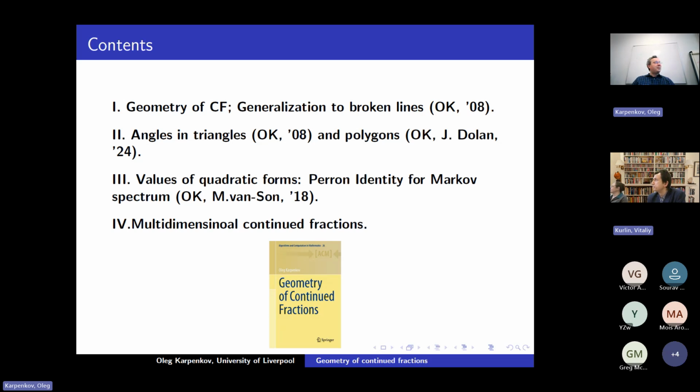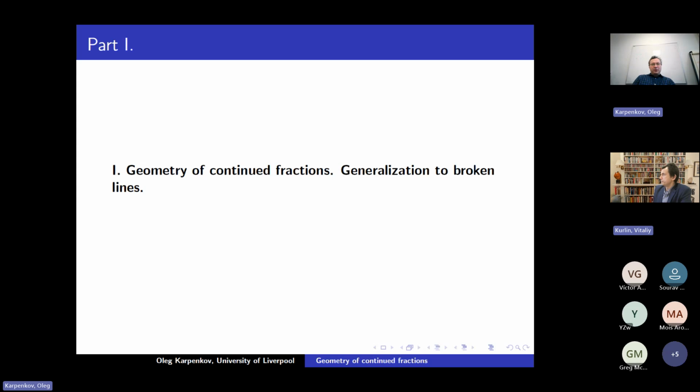So here there is some space to advertise my book, Geometry of Continuous Fractions. Everything more or less in the talk is from there, except of course for the work of 24 with my PhD student. Right, so geometry of continuous fractions.